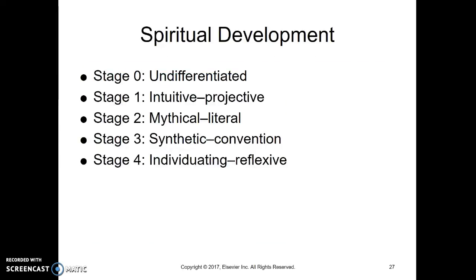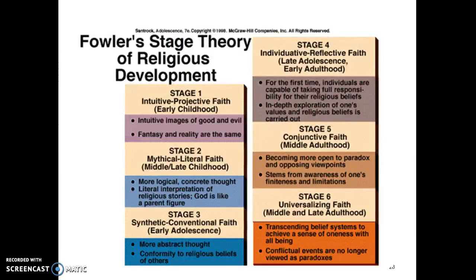And Fowler has a theory of spiritual development. He has 4 stages: undifferentiated, where there really just is no understanding of spirituality, then intuitive projective, then mythical literal, then synthetic convention, and then individuating reflexive. There are a couple stages beyond that, but they're in adulthood, so we won't talk about them. So that earliest undifferentiated, they don't do anything. So that's just stage 0.